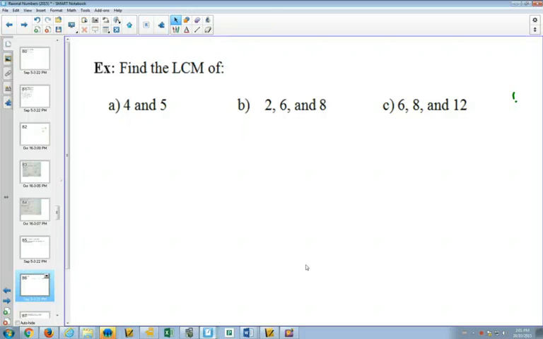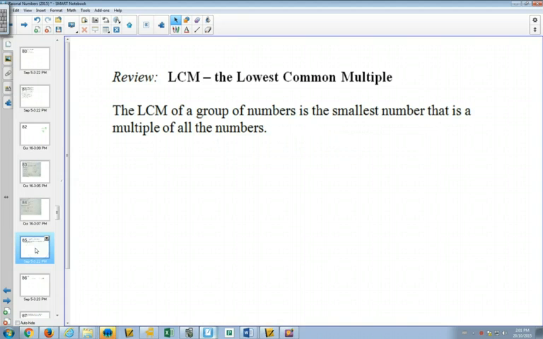So here is the lowest common multiple, and we're looking for the smallest number that is a multiple. And remember, a multiple of 4 is 4, 8, 12, 16, basically your times table for 4. A multiple of 5 would be 5, 10, 15, 20, 25, all your times tables for 5. Now when you have two numbers together, the lowest common multiple is the smallest one that the two different numbers have in common. So here's our first example.